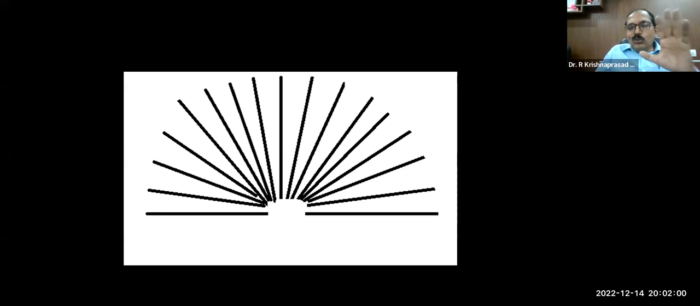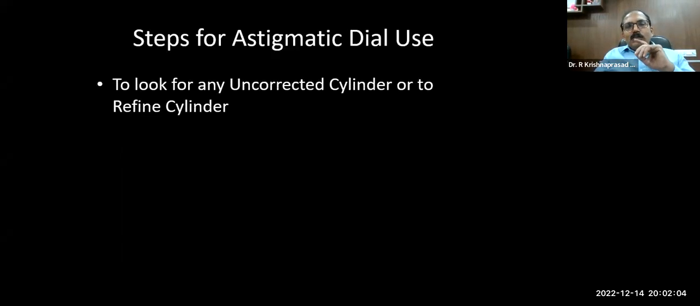So how do we use the astigmatic dial? First of all, what is the use of it? It is basically to look for an uncorrected cylinder or to refine an existing cylinder. So if you're doing a refraction subjectively, whatever you have found out objectively, you put it on the trial frame. The patient is six-six parts. You put a cylinder, or you put a sphere and you think that there could be a cylinder which you have not picked up. So there's a cylinder which is lurking out there, or you want to refine the existing cylinder. It's a small cylinder, not a very large cylinder, otherwise the patient won't be six-six. So this is for the fine verification of the presence of a cylinder or for refining the cylinder value.